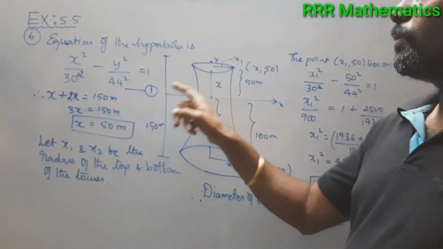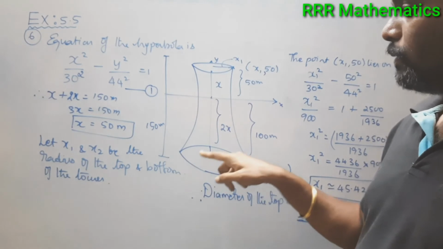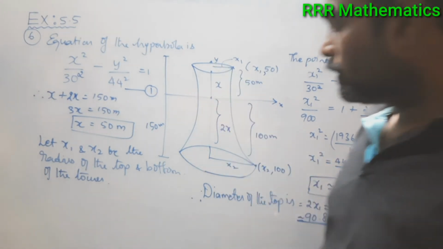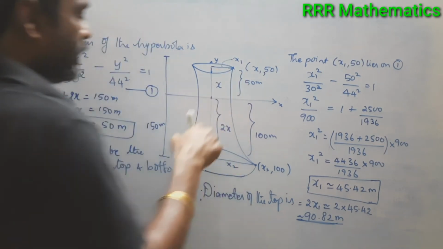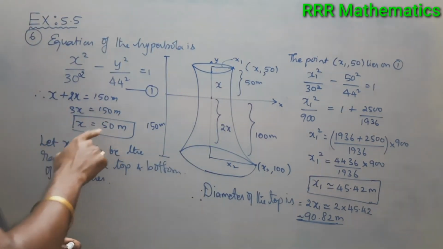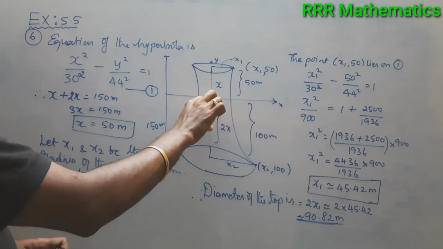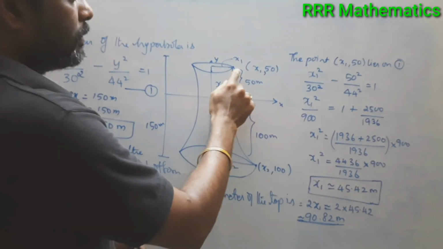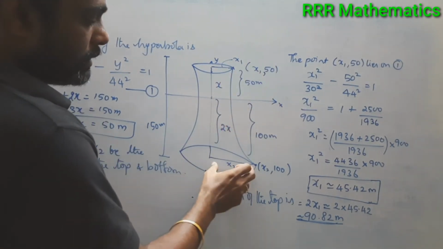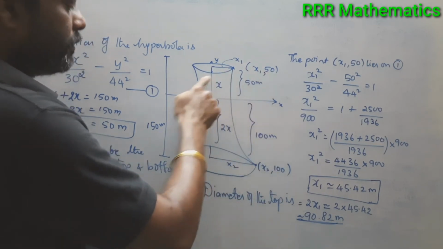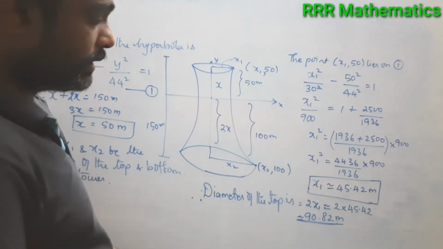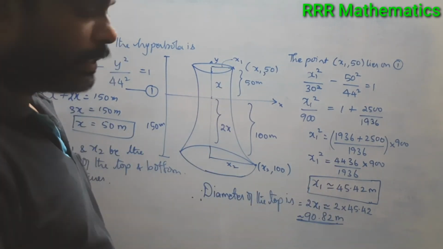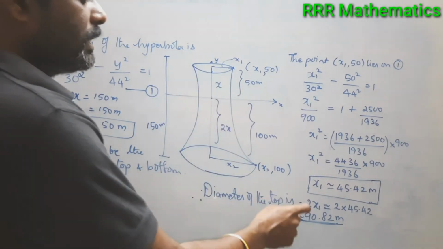Very simple. The equation of the hyperbola is given already. Now from the diagram, the total height is 150 meter. I am taking the distance from the center of the hyperbola to the bottom as 2x. From the given condition, the distance from the top to the center is x. When you add, it will be 150, so x is 50. From center to the top is 50, from center to the bottom is 100. Let x1 and x2 be the radius of the top and bottom. When you substitute x1 comma 50 in 1, you will get x1 finally 45.42 meter. Therefore, the diameter of the top is 2 times 45.42, approximately 90.82 meter.